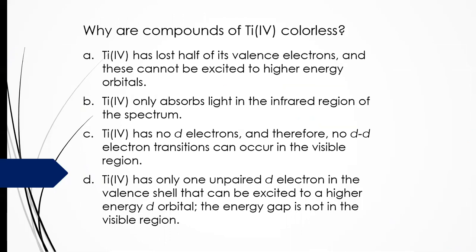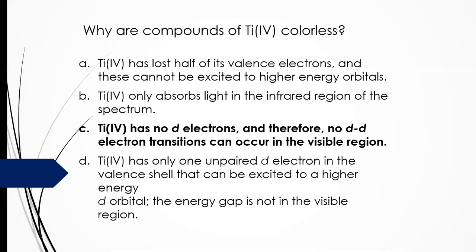Titanium-4 has no d electrons, and so there are no d to d electron transitions. It's not that it has small transitions, it's actually going to have quite large ones, because it's absorbing light and needs large transitions in order to make those jumps. But the main reason we don't see any colors is because there are no more d to d transitions. So there's no crystal field splitting there.